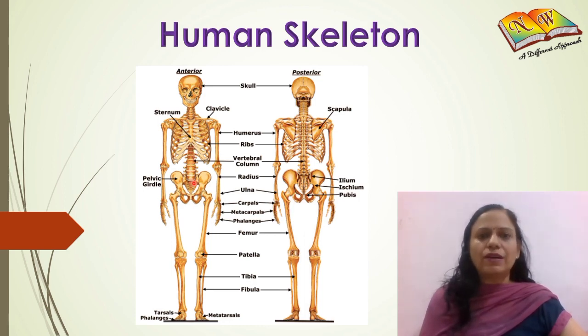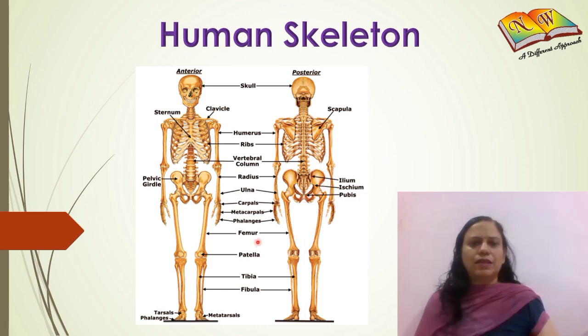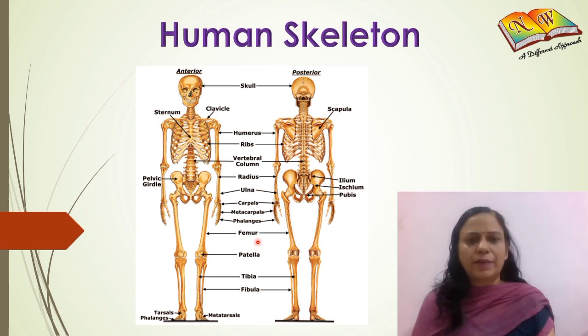So if you want to have a complete look, you need to have a look at it from the posterior end. Then in the pelvic girdle, there are further bones present in it. This is the ilium, this is the ischium, and this is the pubis. So these are the major bones that are present in the human skeleton.